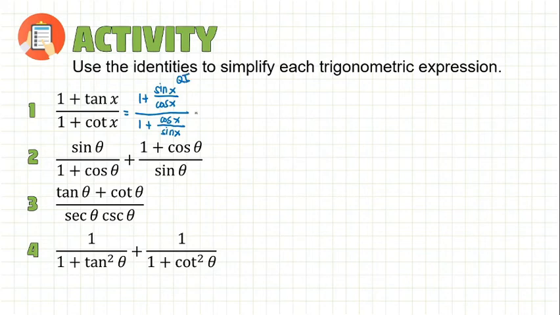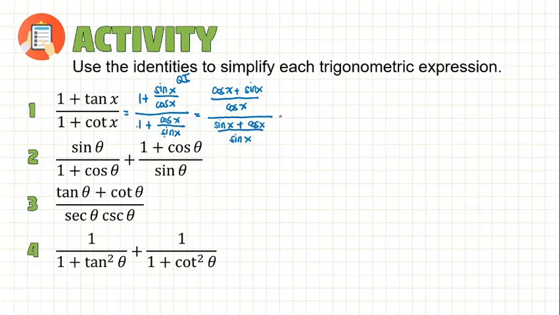Now, simplifying, let's combine the two expressions here. So this will now be equal to, the LCD is cosine, right? So cosine x is in our denominator. So we will just multiply 1 and cosine. So we have cosine x. 1 times cosine is cosine x plus sine x, right? All over, the LCD of this one is sine x. So we have sine x here. So 1 times sine x is just sine x plus cosine x.